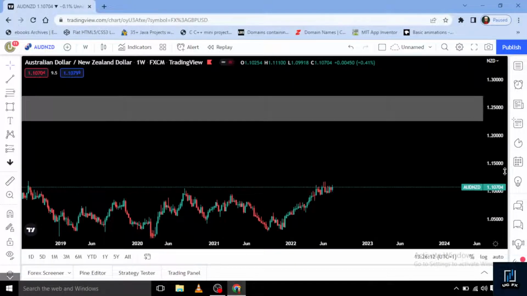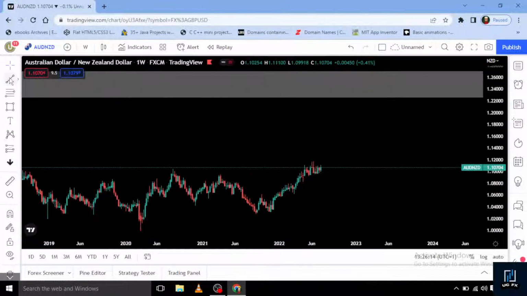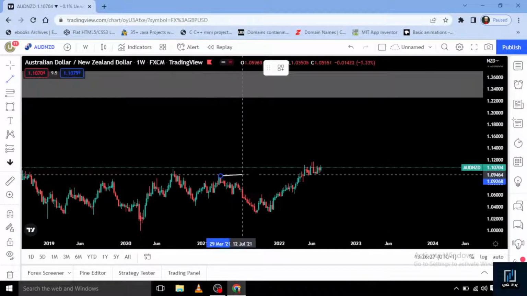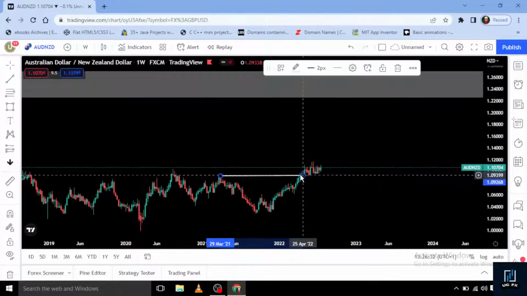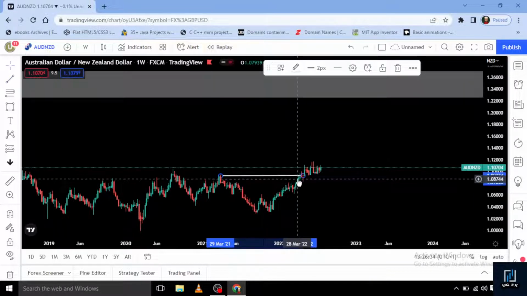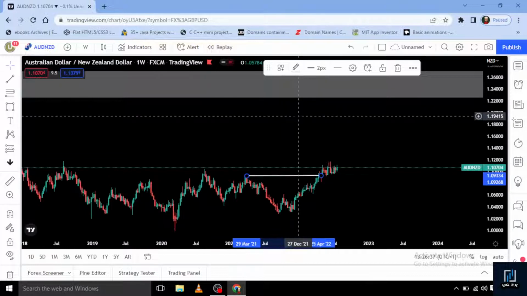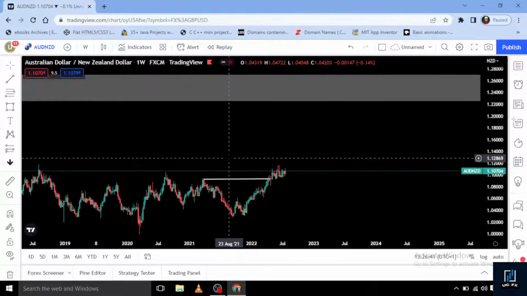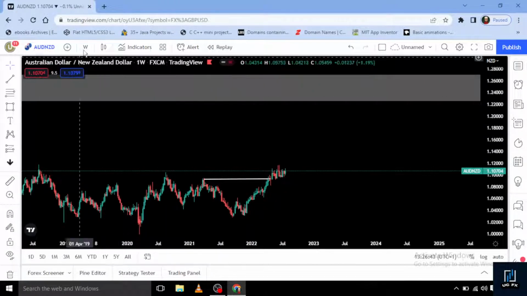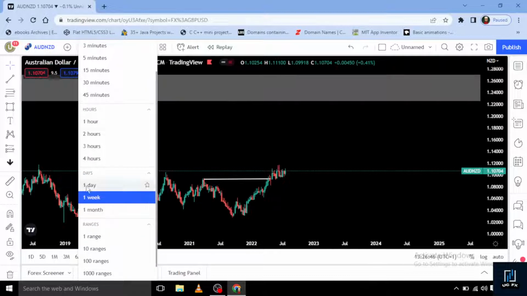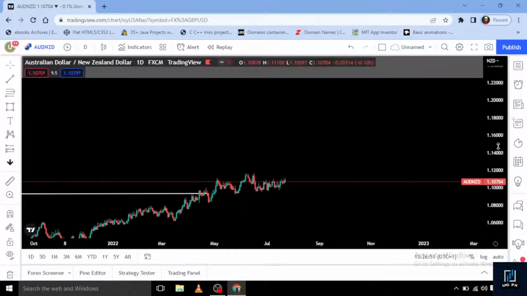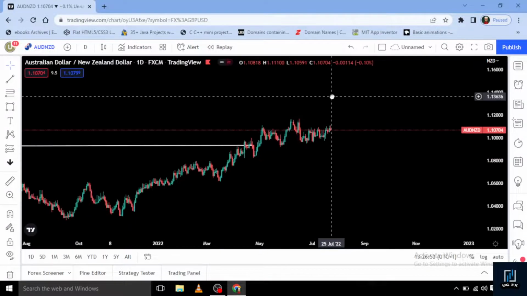So here on the weekly, we had a break of structure. So we had a break of structure right here. So weekly is turning bullish. Weekly and daily are turning bullish to go and mitigate this order block in the nearest future. So let's scale down to the daily chart. So here on the daily chart, we are bullish as well.